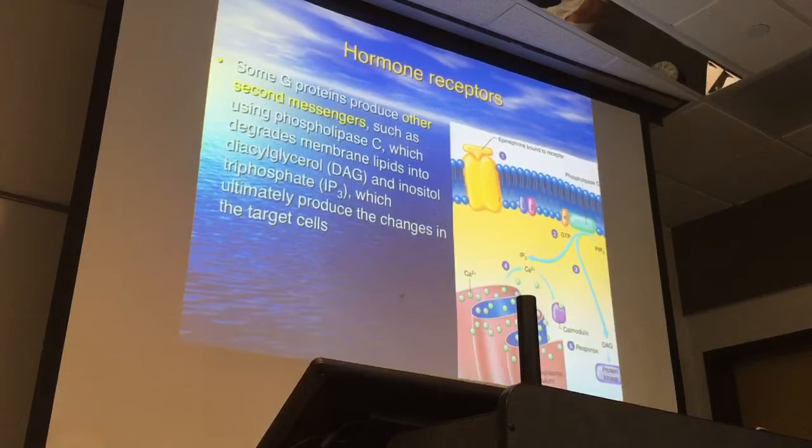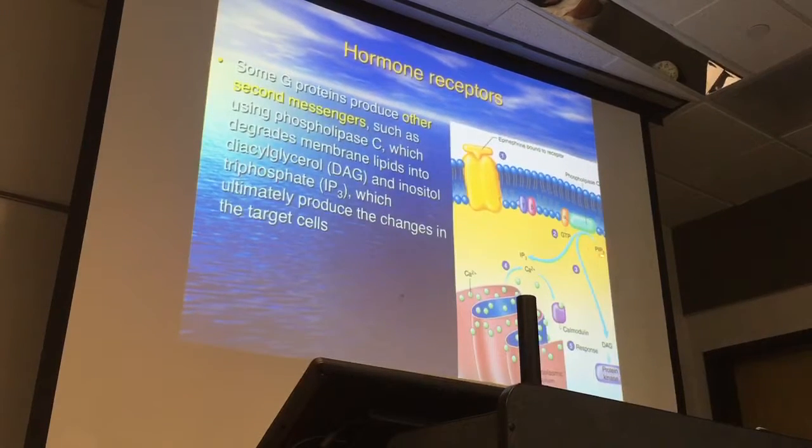Okay, the next one. Here we have another water-soluble hormone. It happens to be epinephrine in this case. It binds a receptor. We're producing our active G protein. It's going to activate a different enzyme in the cell membrane. In this case, it's called phospholipase C. What does a lipase do? You know. It breaks down lipids. And there's lipids because it's in a phospholipid bilayer.